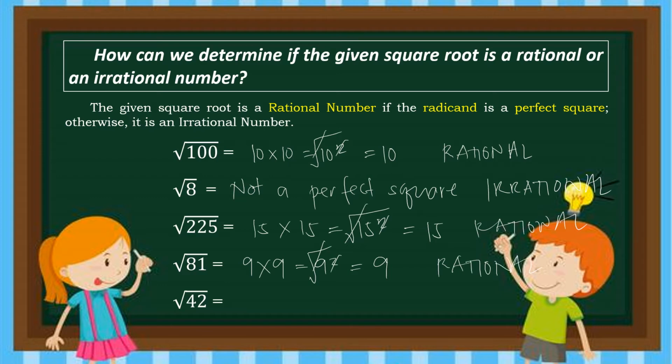Eh si 42, perfect square ba? Okay, 6 times 6, 36. 7 times 7 is 49. So, walang 42 doon. So, that is considered as not a perfect square. At dahil hindi siya perfect square, siya ay i-consider nating irrational number. Okay, yun lang siya.